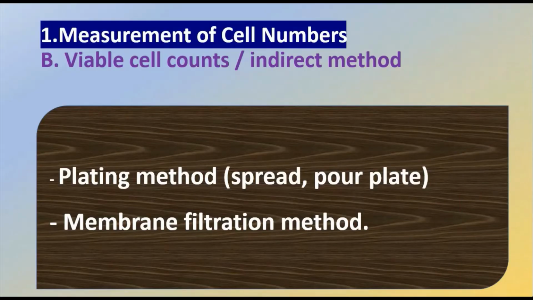The measurement of cell numbers by indirect method possesses two techniques. One is the plating method and the second one is the membrane filtration method. So in the indirect methods of measurement of cell numbers, these two are included, that is the plating method as well as the membrane filtration method. Let's see these in detail now.